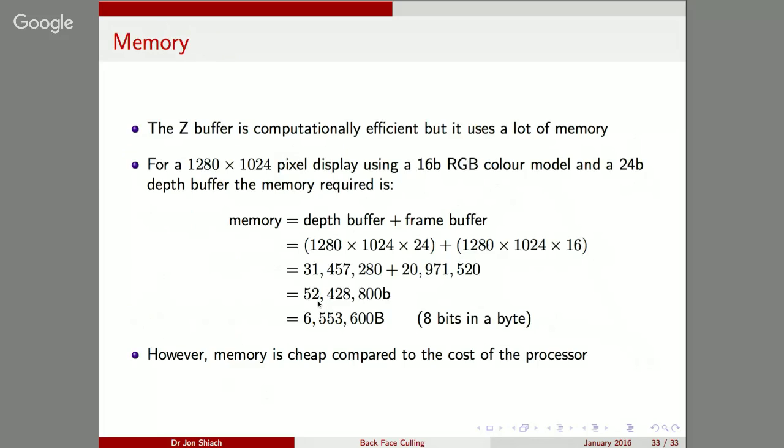So using a relatively small amount of memory per pixel, we're still using 6.5 megabytes, and that's every frame, so that's every 60th of a second. So you are using a lot of memory. Good news is memory tends to be really cheap compared to computational power. It's cheaper to upgrade memory than it is to upgrade computational power. So that's your Z buffer.